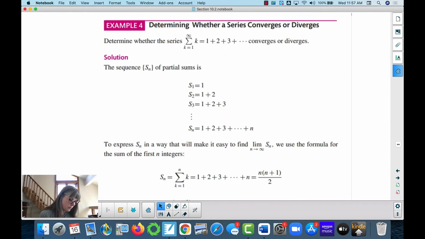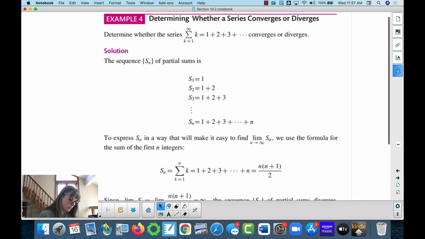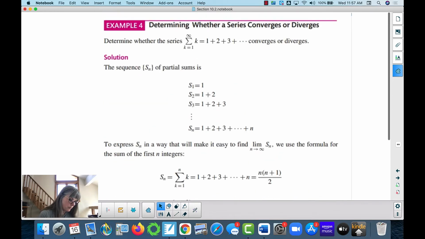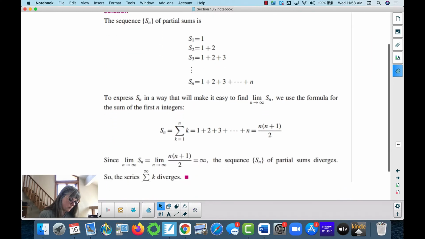If we just want to know whether a series converges or diverges, then we need to figure out if it has a sum or if it goes to infinity. So this one, if we're just adding numbers, we know that we just keep getting bigger and bigger and bigger. And when we add all those together, we have this formula where you add up all the counting numbers, divide by 2.